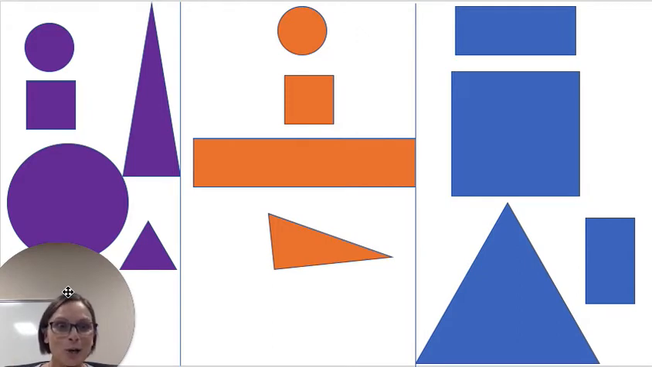Yes, I agree. Purple. And I would say I agree that it's purple because there are 5 purple shapes and only 4 orange shapes and only 4 blue shapes. Now, what could you say about the orange and blue shapes? Did you say that they have the same amount? Yes, because there are 4 orange shapes and there are 4 blue shapes. So they're the same amount of shapes in each set of color.